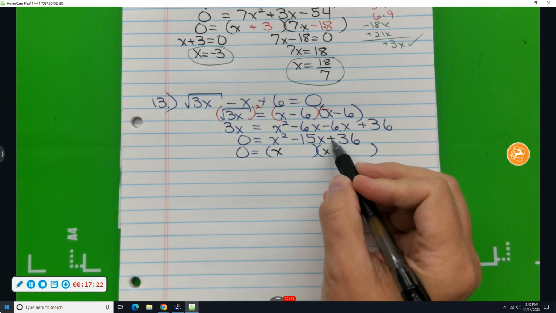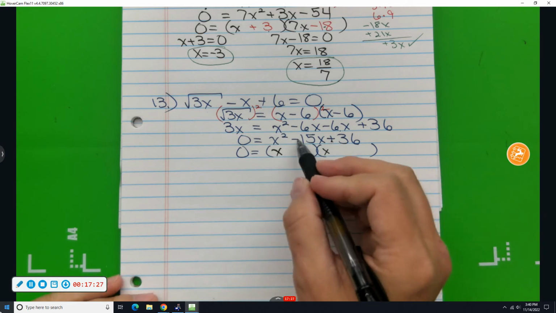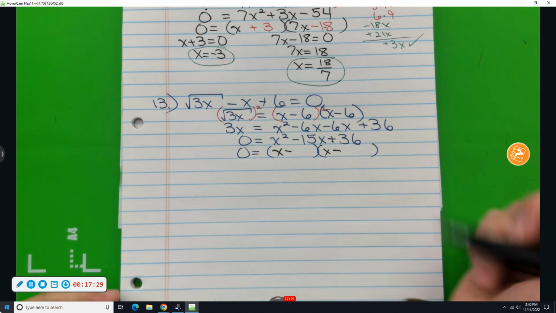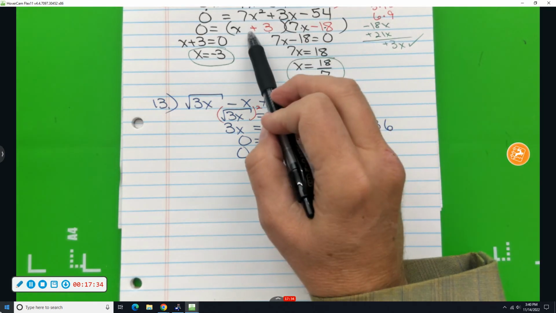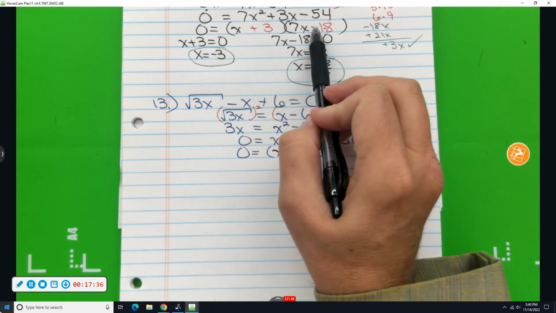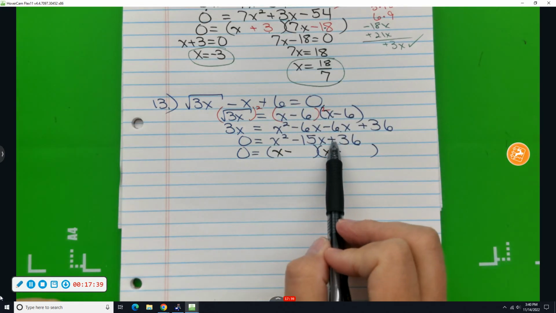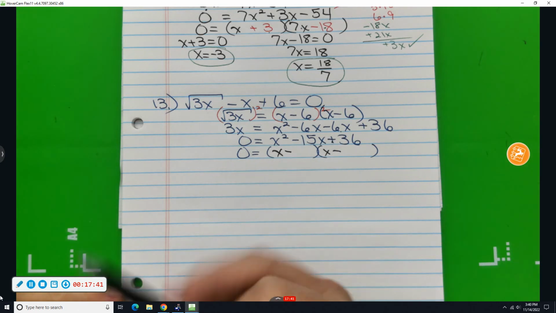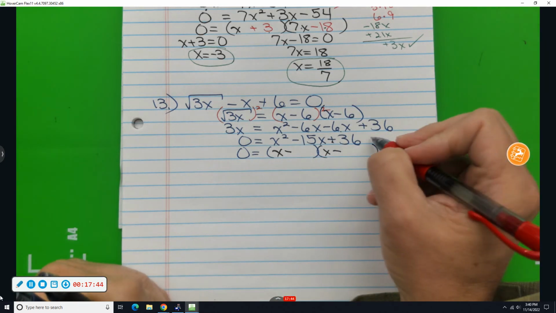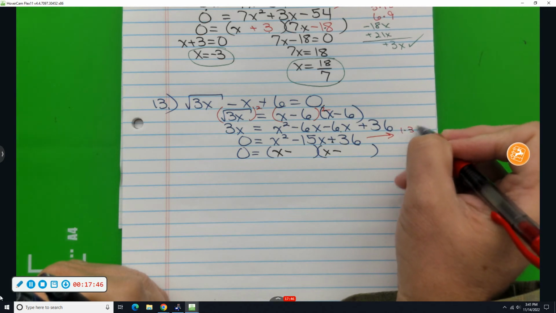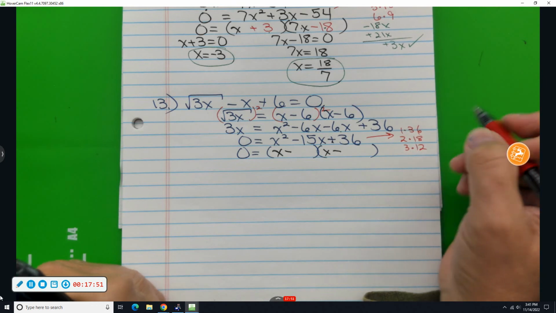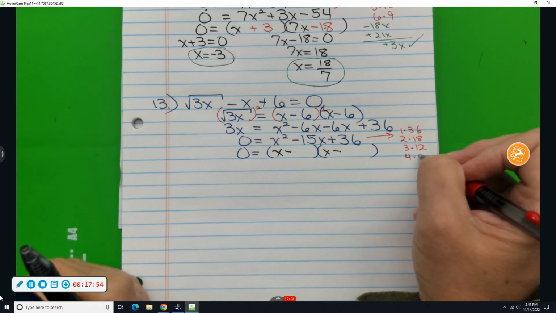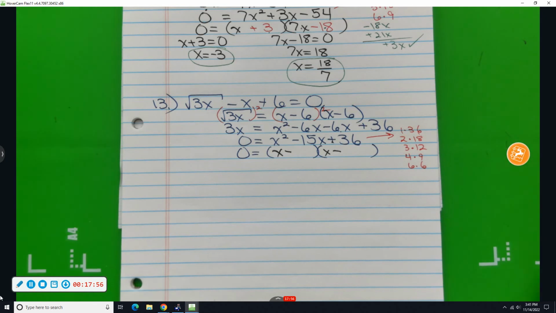Last sign's a plus. This is the nice situation. Last sign's a plus. You have two of the first signs, minus and minus. Up here, the last sign was a minus, so you had to play around and figure out where the plus went and where the minus went. But here, last sign's a plus. You have two of those first signs. And then for 36: 1 times 36, 2 times 18, 3 times 12, 4 times 9, and 6 times 6.